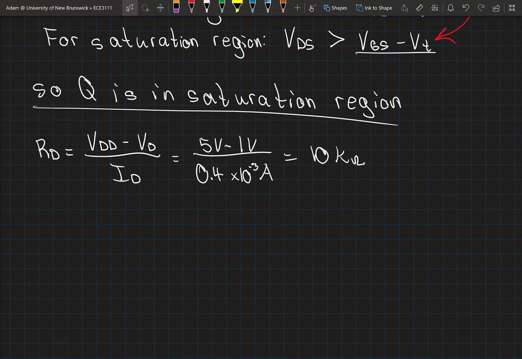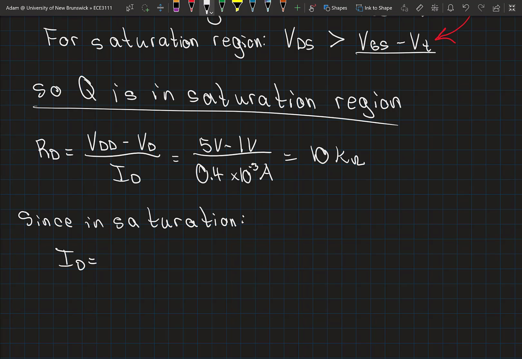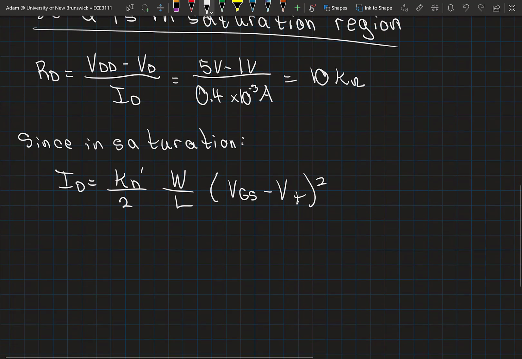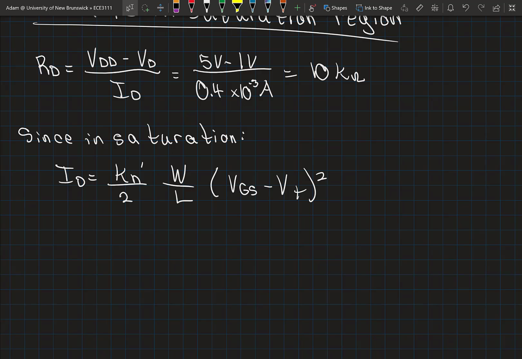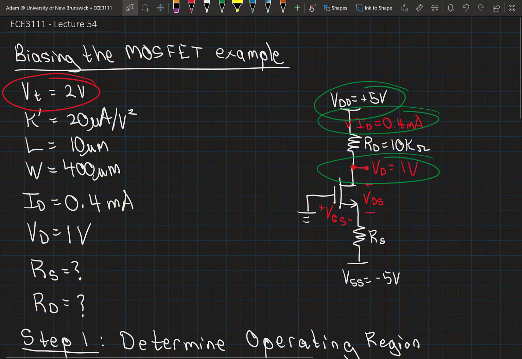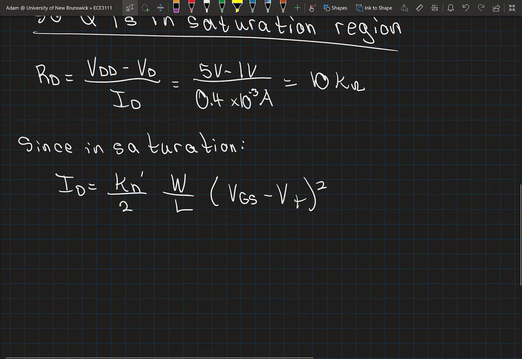What else can we do here? Well, since we know it's in saturation, I know that this equation applies. I know that my drain current is equal to my process transconductance parameter divided by 2, times my width divided by my length, times my gate to source voltage minus my threshold voltage, squared. Okay, substituting in for each of these quantities based on what I was given here in the beginning, I know that my drain current is 0.4 milliamps.